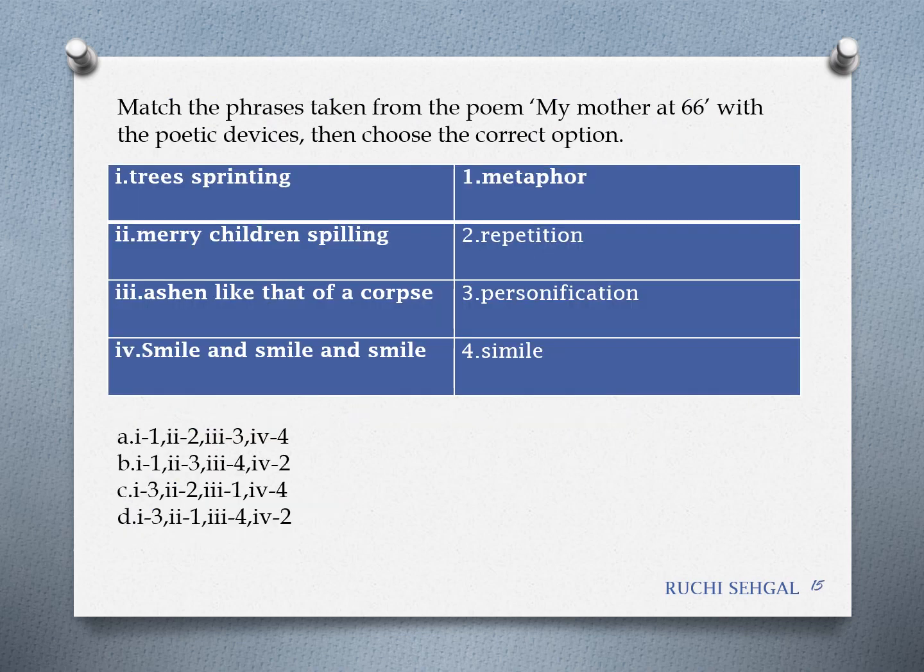Match the phrases taken from the poem My Mother at 66 with the poetic devices, then choose the correct option. Now you have to match the following. Trees sprinting. Do you remember what we discussed? Trees sprinting is an example of personification. Merry children spilling is metaphor. Ashen like that of a corpse, simile. Smile and smile is repetition. So as you can see, trees sprinting is personification. So 1, 3, 2, 1, 3, 4, and 4, 2. So option D.